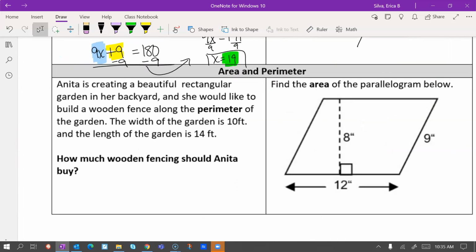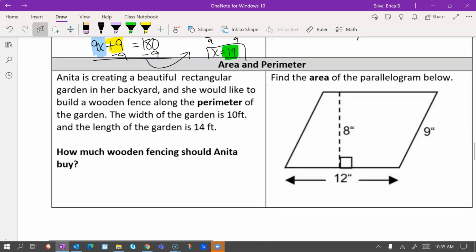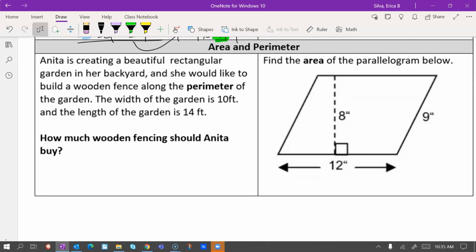Okay, let's go ahead and do the last example. Anita is creating a beautiful rectangular garden in her backyard. She would like to build a wooden fence along the perimeter of the garden. The width is 10, the length is 14. How much wood fencing would she have to buy?